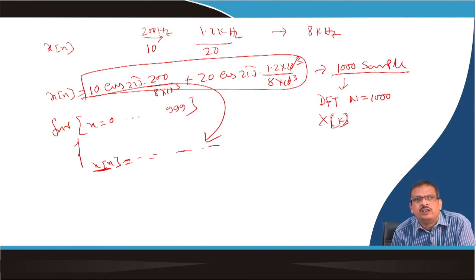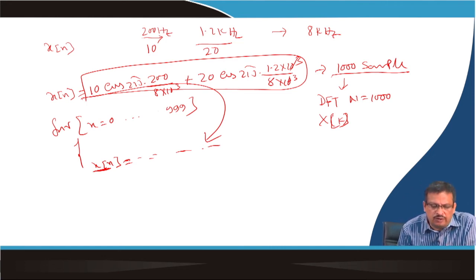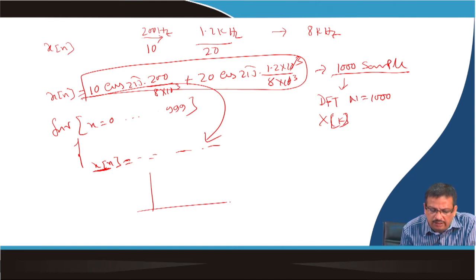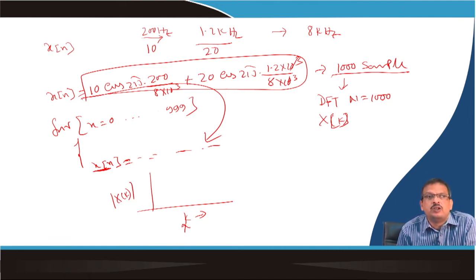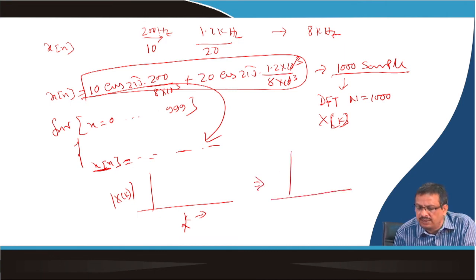Now I said draw the magnitude spectra of X(k). So how do I draw it? I put k on this axis, and this axis is mod of X(k). Now I told you, instead of discrete frequency, draw it against the analog frequency scale, the Hertz scale. So I want to convert this: this axis is Hertz and this axis is mod of X(k). So how do you convert?